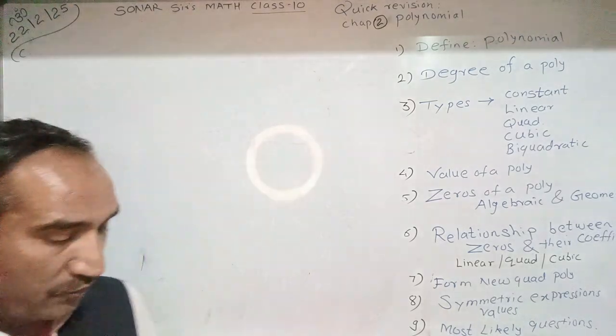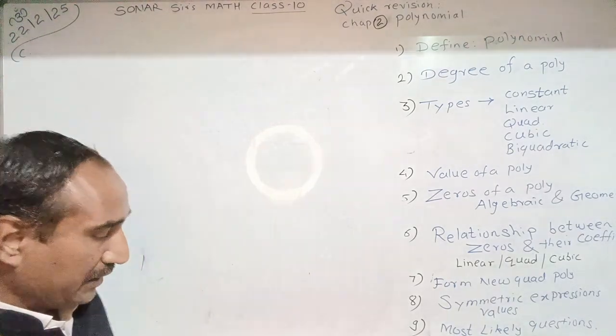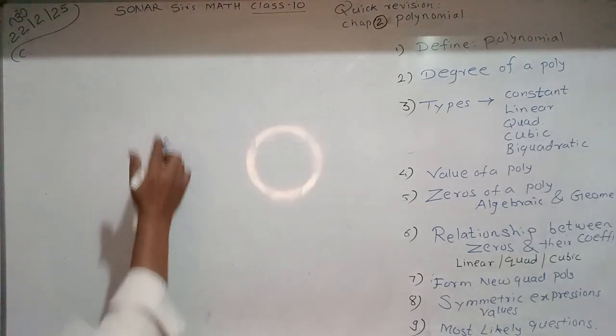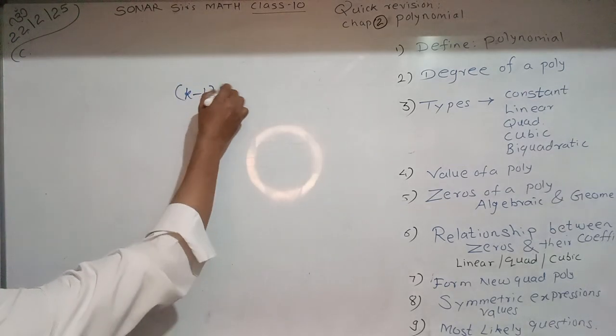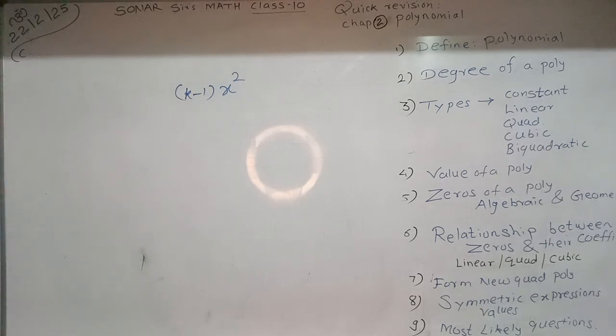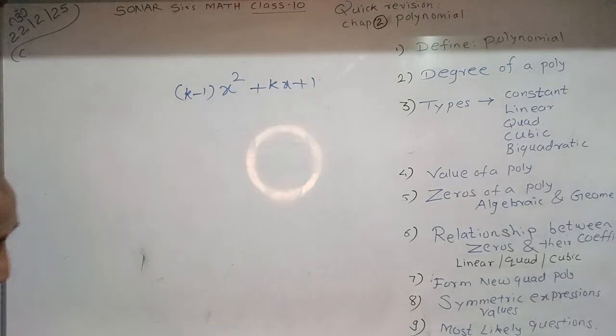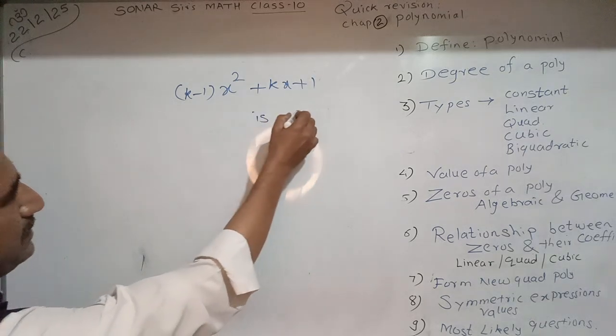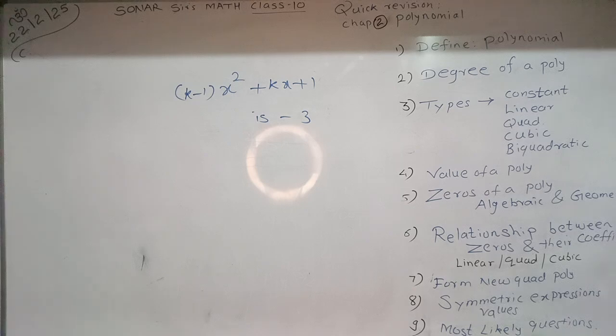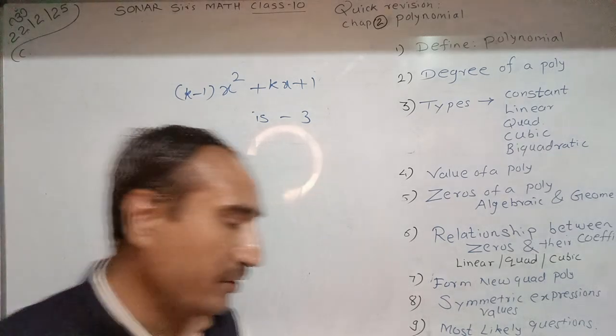If 1 zero of the quadratic polynomial (k minus 1)x square plus kx plus 1 is minus 3, then we have to find the value of k.